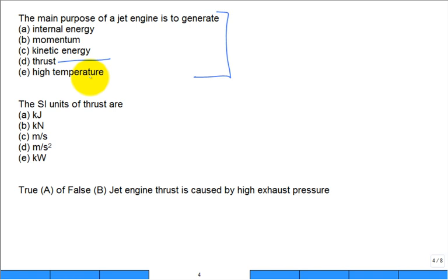The way that you can tell if a student has heard of thrust and knows a little bit about thrust is they can tell me what are the SI units of thrust. This one, I'm going to pause, I'm going to walk around and look over your shoulder and see your notes as you answer this one. You answered a question, what are the units of thrust? He's exactly right. This jet engine, the purpose is to generate thrust. What are the SI units of thrust?